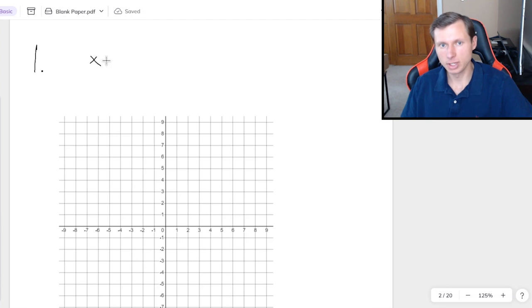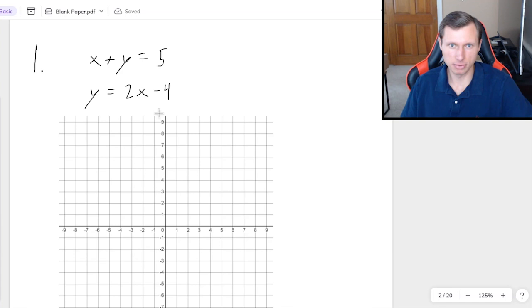For this first one, the equations are x plus y equals 5 and y equals 2x minus 4. We see the second equation is already written in y equals mx plus b form, but the first one's not, but that's okay because we can easily turn it into y equals mx plus b. We just need to subtract the x over. Okay, so now let's graph these one at a time.